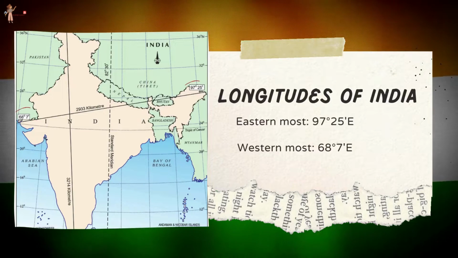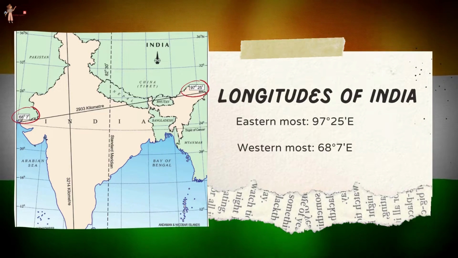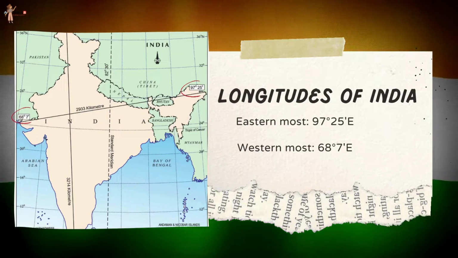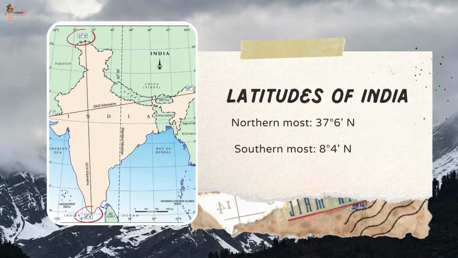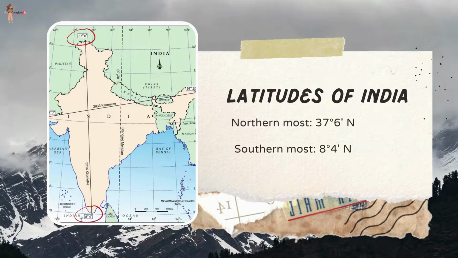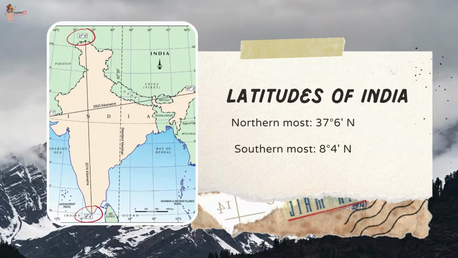The longitudes of India. The easternmost longitude is 97 degrees 25 minutes east, and the westernmost is 68 degrees 7 minutes east. The latitudes of India. The northernmost is 37 degrees 6 minutes north, and the southernmost is 8 degrees 4 minutes north.